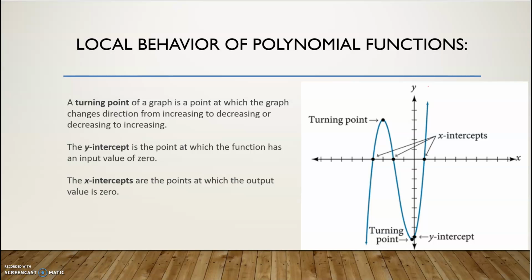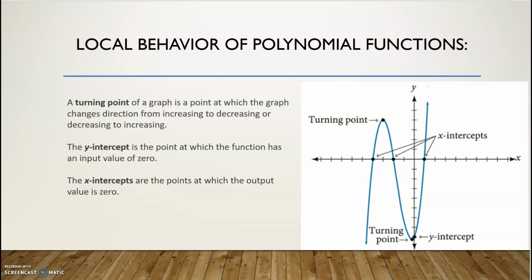All right, this is section 5.2, part 2. Now let's look at local behavior of polynomial functions. A turning point of a graph is a point in which the graph changes direction from increasing to decreasing or from decreasing to increasing.